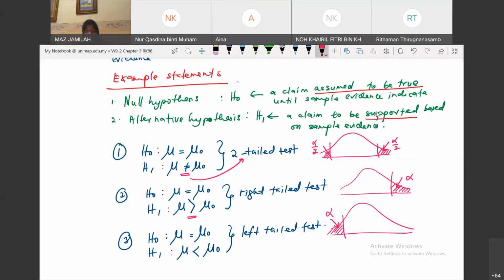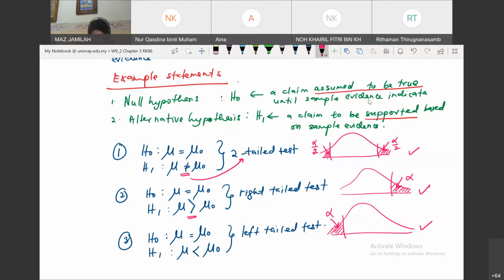So that would be among the concepts of the statement for your two tail, one tail, whether the left tail or right tail, and how it affects the illustration of your distribution. If you have a two tail test, right tail test, left tail test, that would be one example.